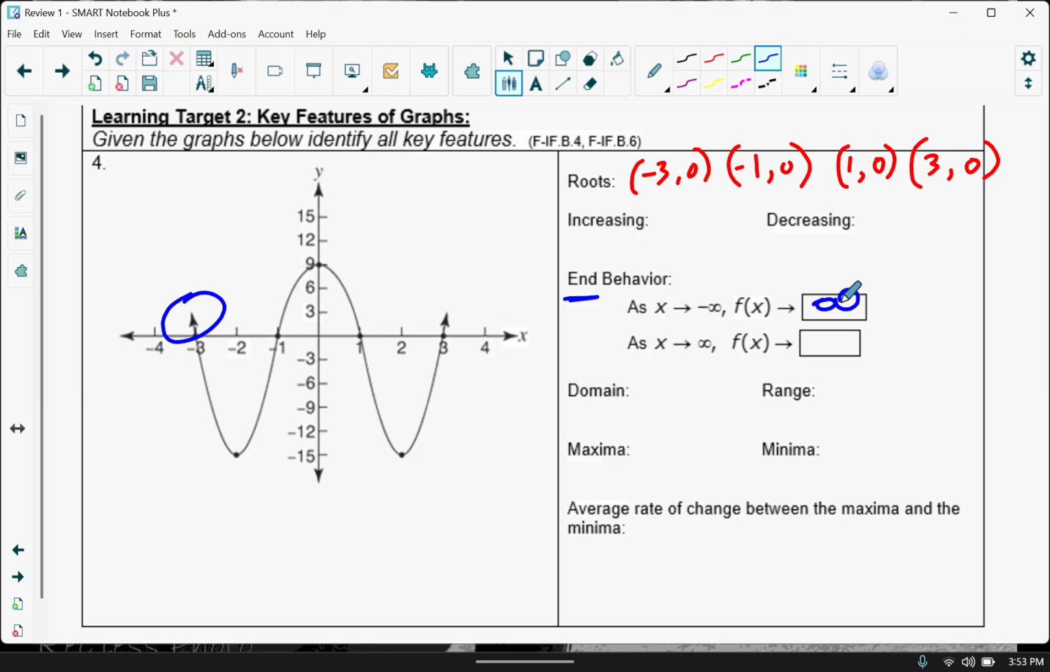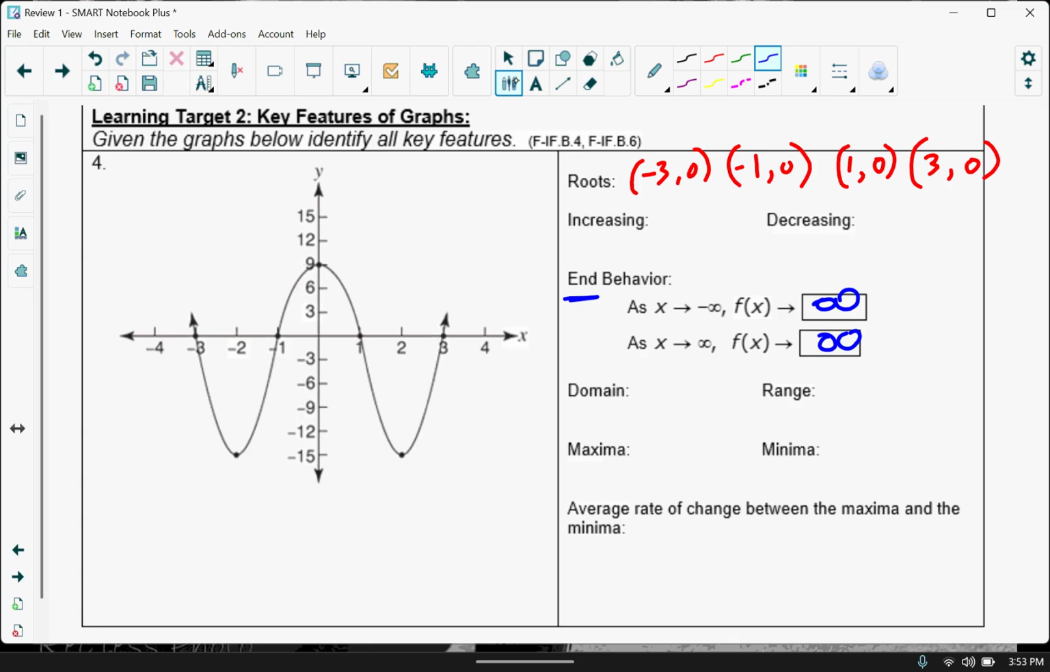Now, if you look at the right extreme, the right end also has an arrow pointing up. If both arrows are pointing in the same direction, you can expect the answer to the end behavior to have the same exact answer. So as x approaches positive infinity, that means to the right, f of x, which is a fancy way of saying y, is going up. Now we don't write the word up, we just write positive infinity. So that's our end behavior.